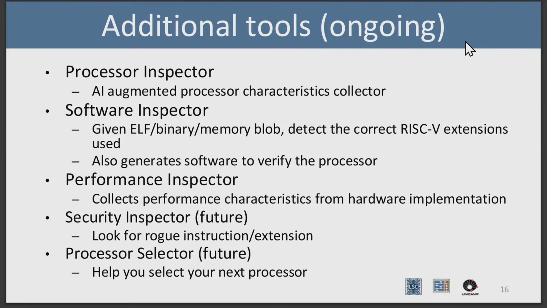We are working on the processor inspector and the performance inspector to collect performance and all the information from them. Security inspection is a new step. We are going to look for rogue instruction extensions, and also the processor selector that has all the other features. So, okay, which processor do you want? What is the level of maturity of this processor?